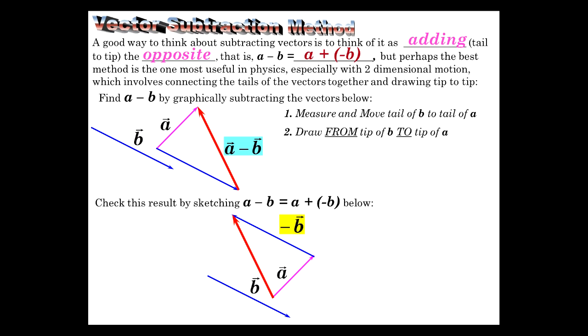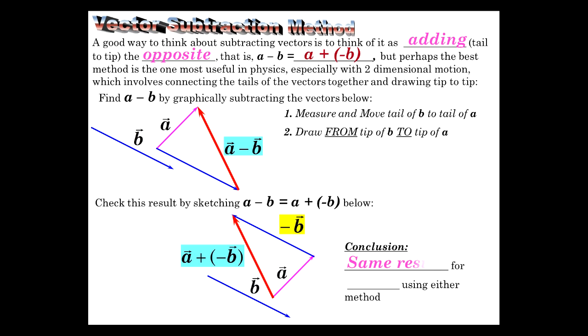Now, there it is. Does it look like this result is the same as this? And I'm sure you will say yes. So A plus negative B gives you the same result as using either method. And as I said, I prefer this one, but if you really get confused, you can always revert back to this.